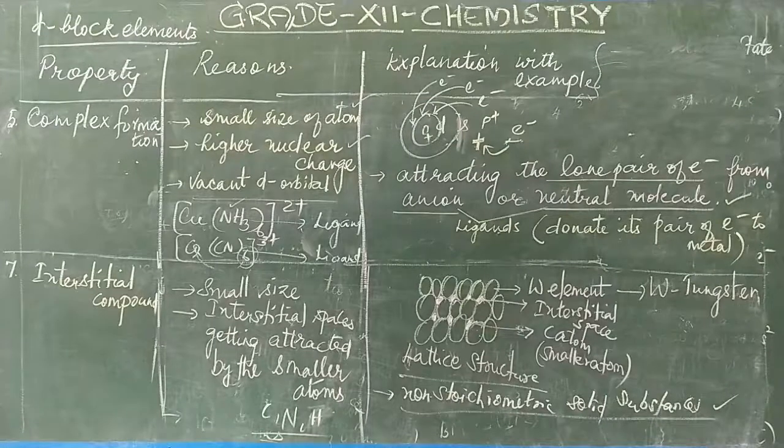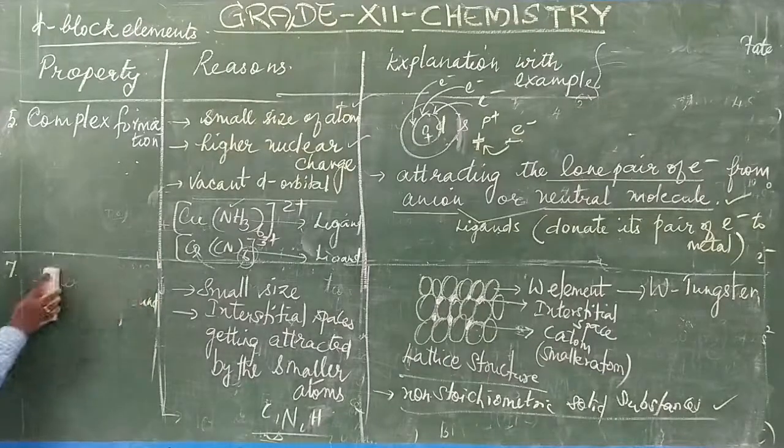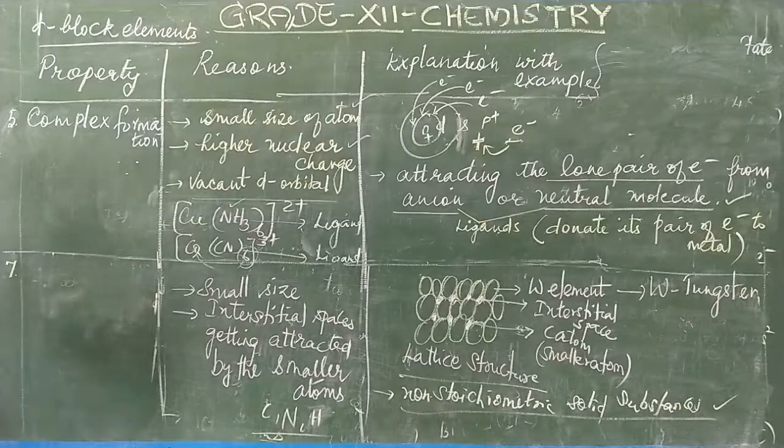So what is that alloy formation? That is also very simple. The 6th point, interstitial compound, is over. Now the 7th is alloy formation.